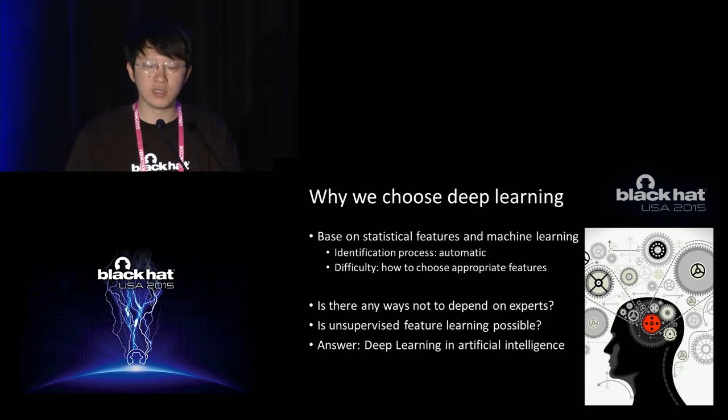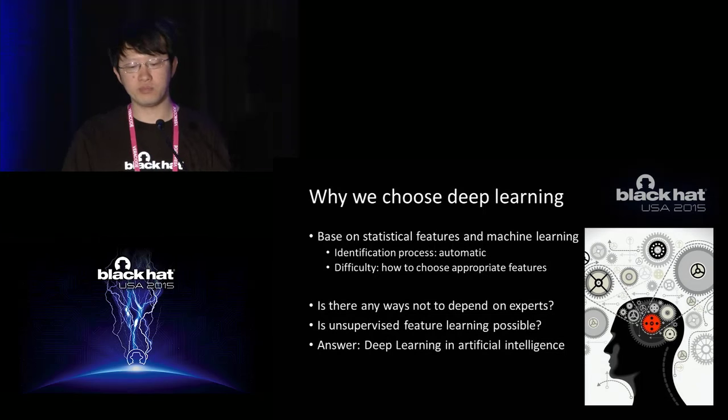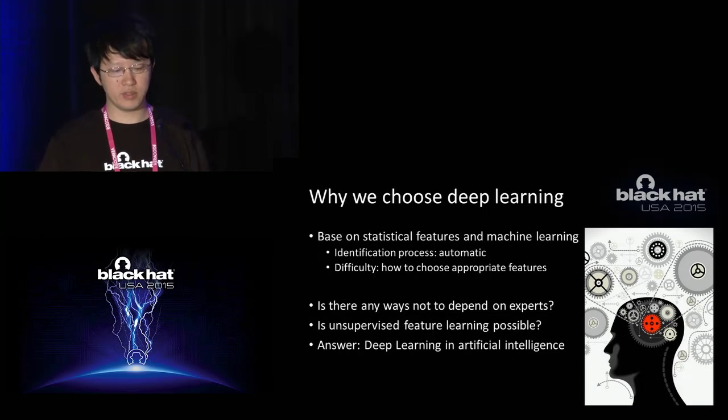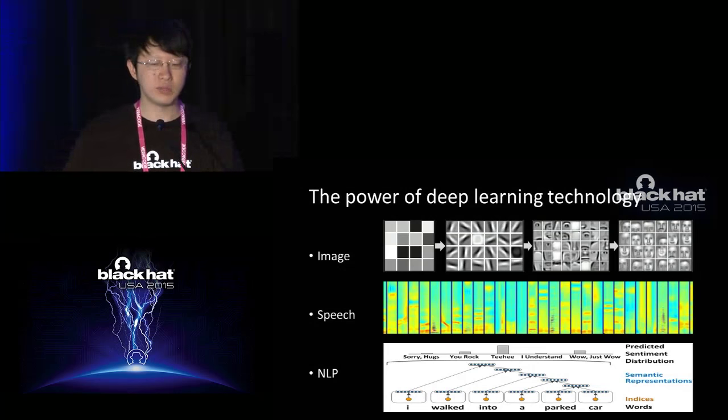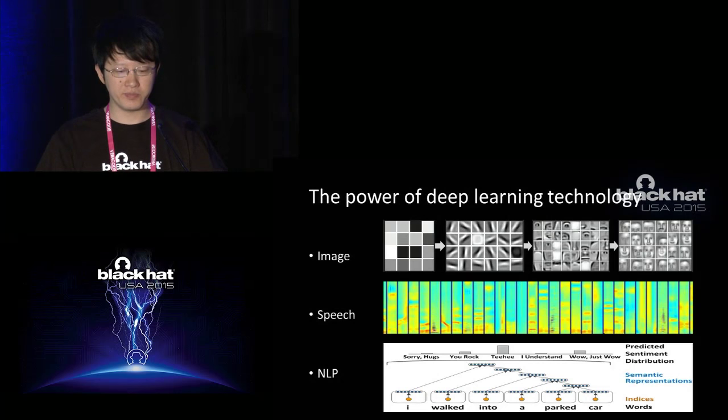So we consider, are there any ways that don't need expert experience? Can we learn features in some unsupervised ways? Then we think of deep learning in artificial intelligence. Many people have known the power of deep learning in the field of pattern recognition. I'll take an example in image recognition.